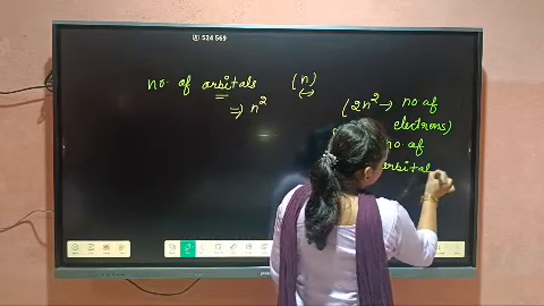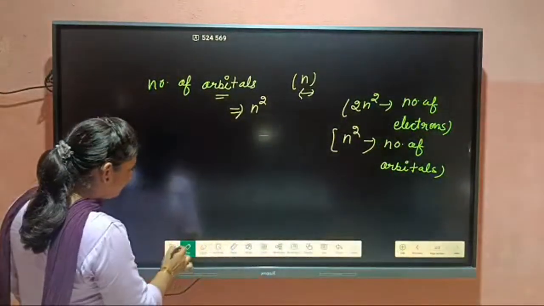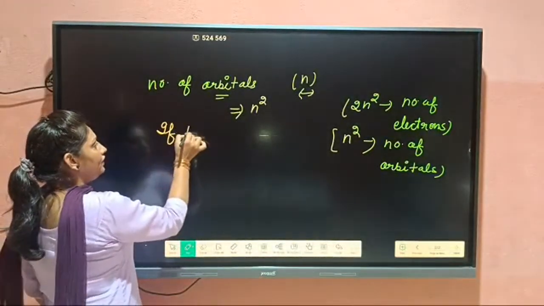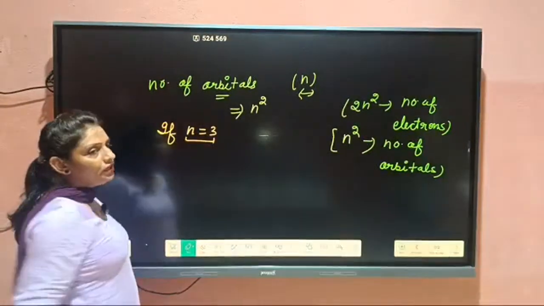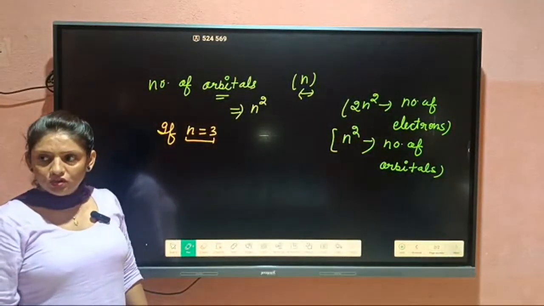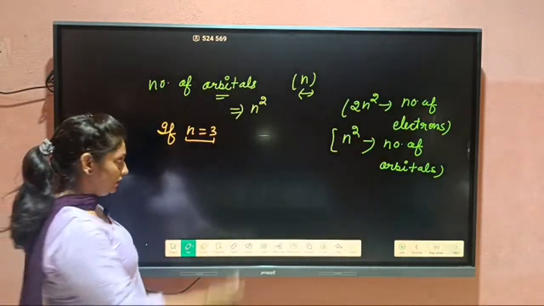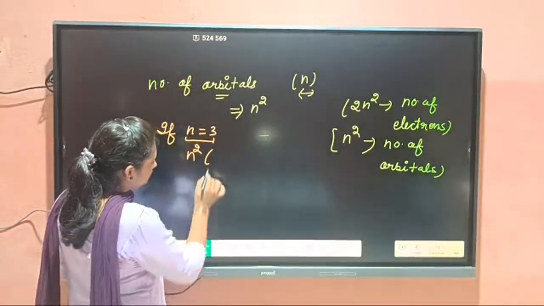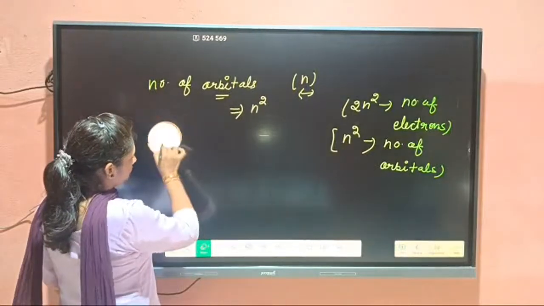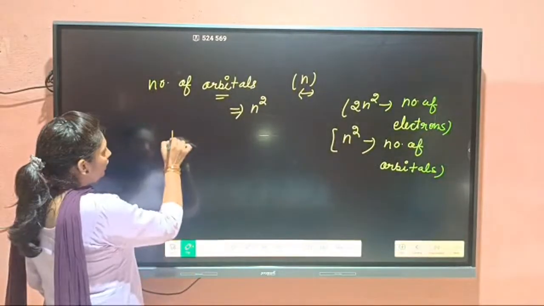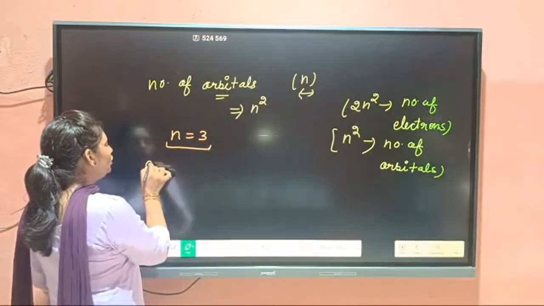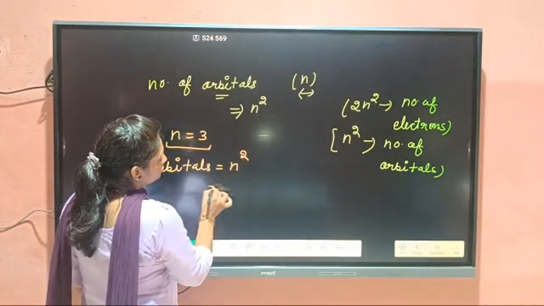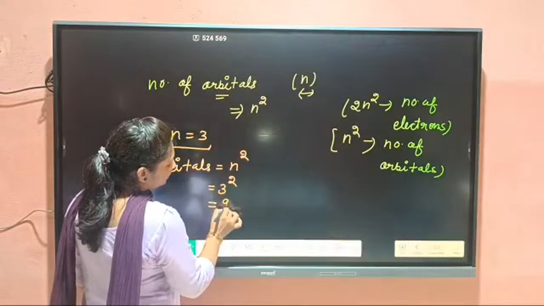For example, if I say the value of n is 3, so how many orbitals are there? 9. So number of orbitals, if the value of n is 3, we can calculate by formula n square. So orbitals will be 3 square, 9.